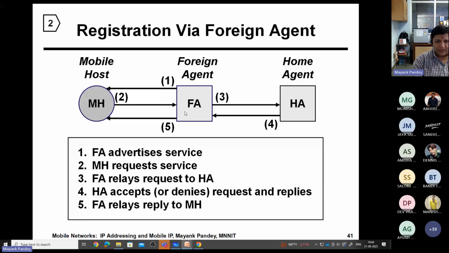After listening to the advertisement, because foreign agent keep on advertising this agent advertisement with the care of addresses, mobile host will request for the registration. Foreign agent will relay this request to the home agent. Home agent will do the registration or denies the registration and send the reply back to foreign agent. And foreign agent will relay the request to the mobile host. In this way, mobile host can be registered to the foreign agent.